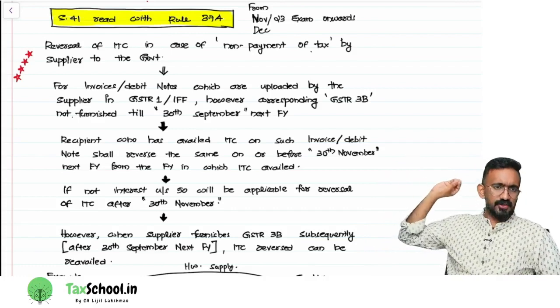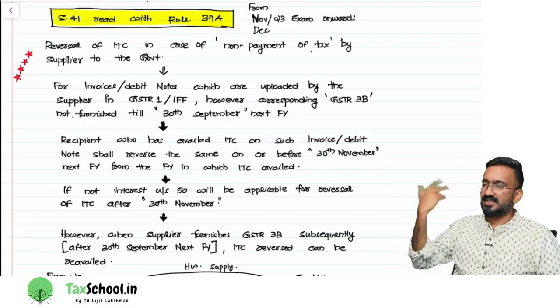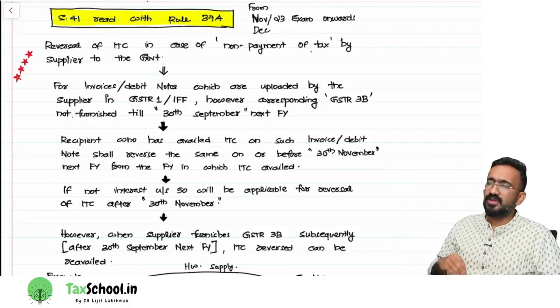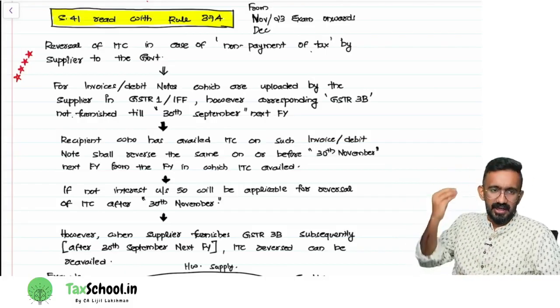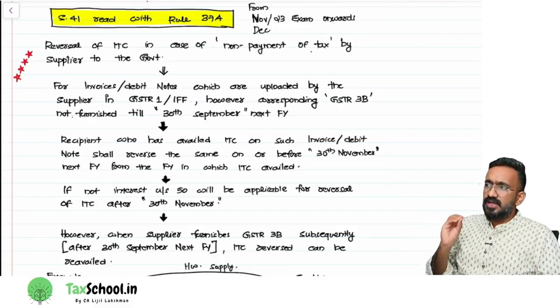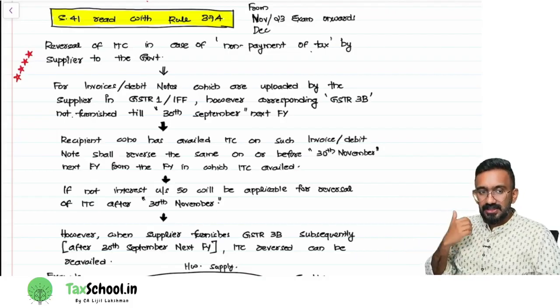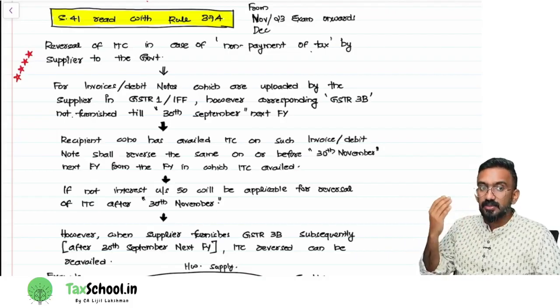Rule 37A, if you have learned this already, then you will easily say, sir, I know this stuff, because it's easy to understand. If you have not learned this before, then you would have to be with me and try to understand. I'll take only 3-4 minutes to teach you this. Reversal of ITC in case of non-payment of tax, which means what? I paid the tax to the supplier, but the supplier did not pay to the government.